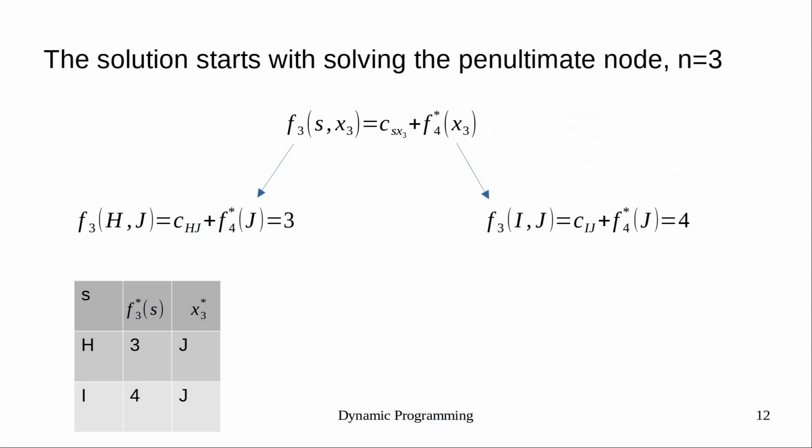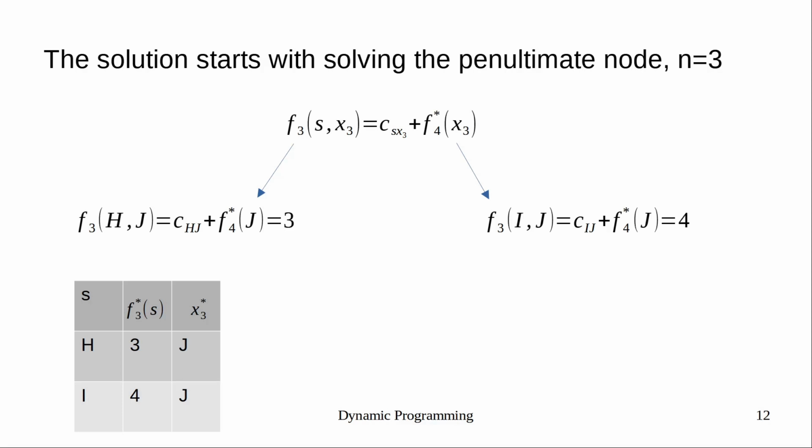We do a very interesting thing. We start from the node or the stage which is one before the end. At the end we have J. So the stage before J is nothing but 3. So we start at n is equal to 3.